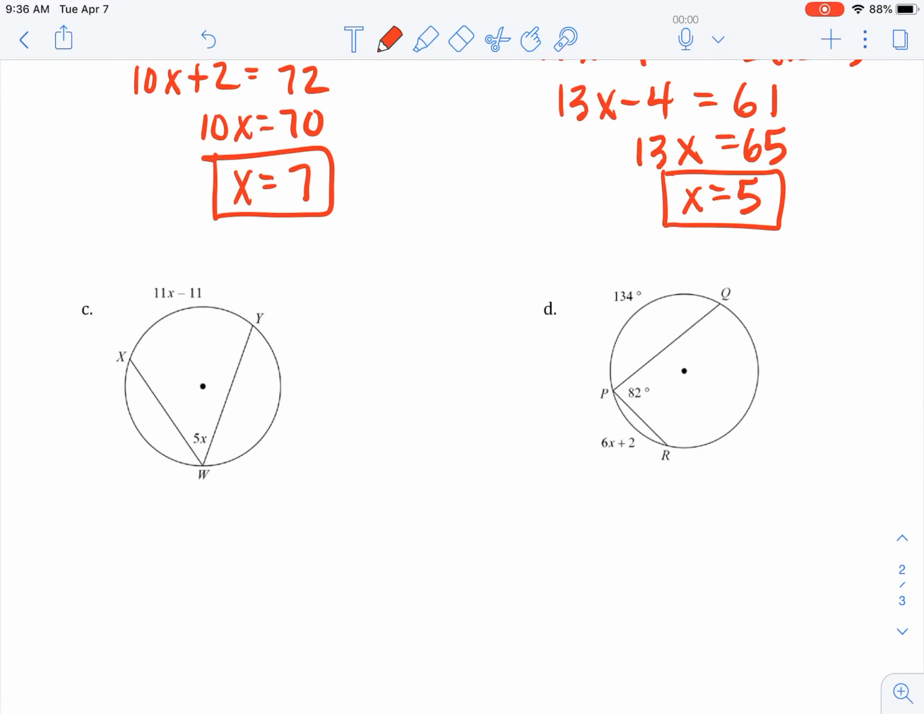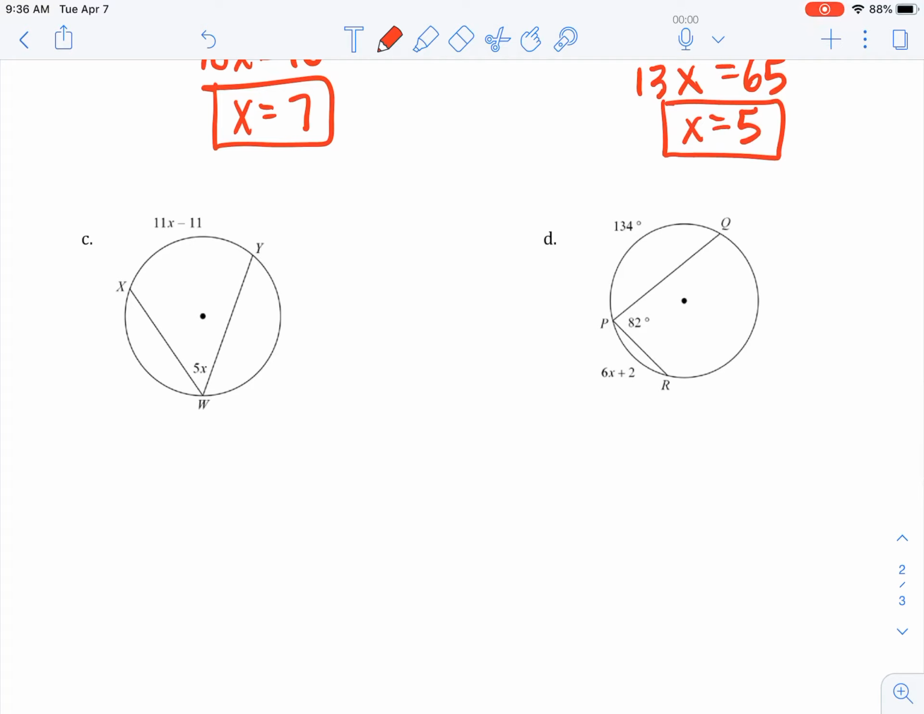All right, the reason I put C in there is because there are variables on both the angle and the arc. And so, again, it just depends. Do you want to take half of your arc? Well, you'd be taking half of 11x minus 11, which is fine. You'd have some decimals. It wouldn't be that big of a deal. They'd be nice, clean decimals.